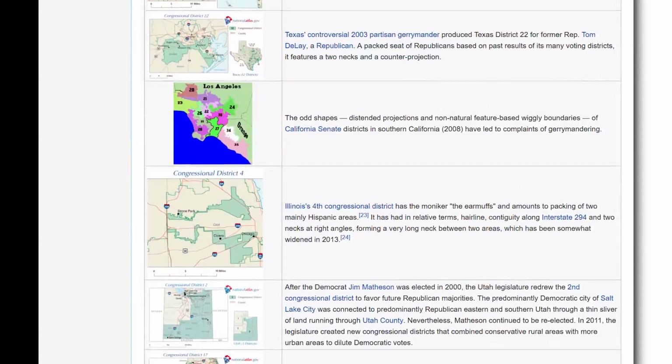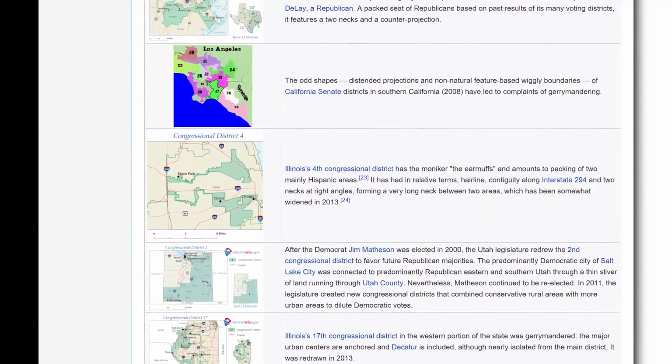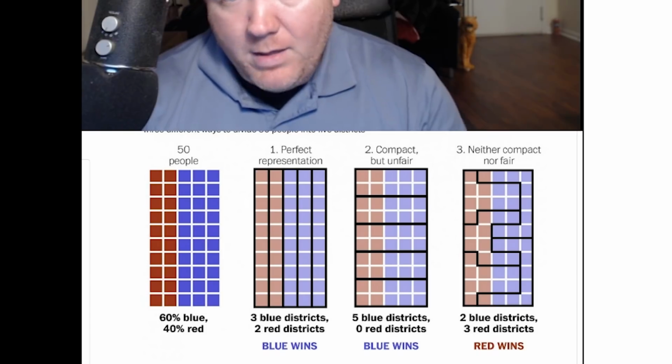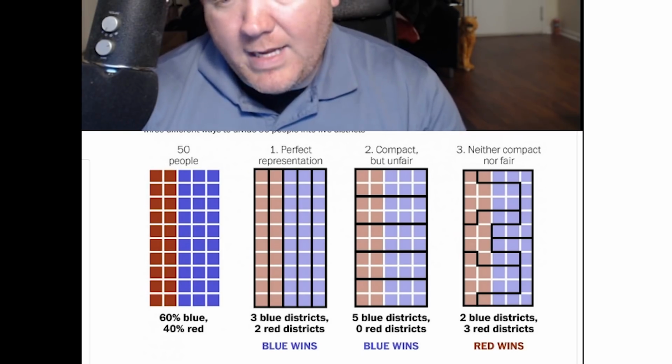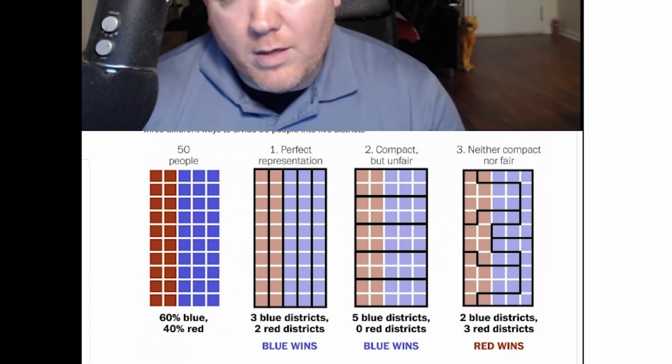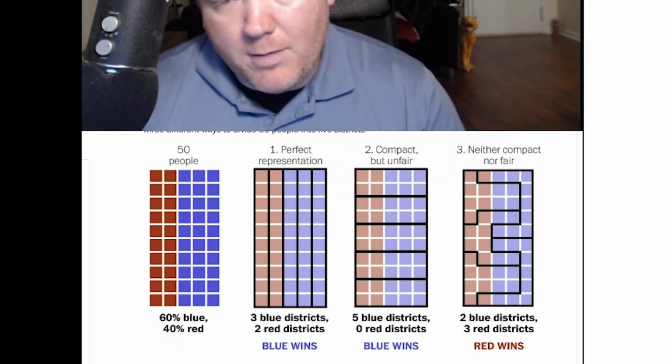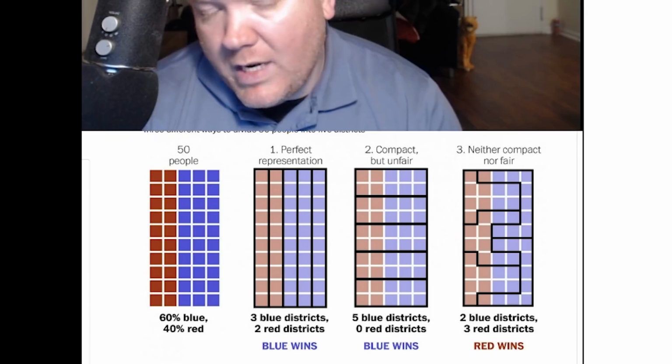And this is obviously not a completely abstract thing. This is a thing that exists in the real world, where the parties in control of drawing the map are the ones that determine this. And the maps are drawn or redrawn after the census. We do a census every 10 years on the 10-year mark. So the next census is 2020.